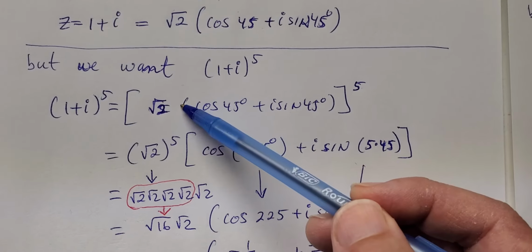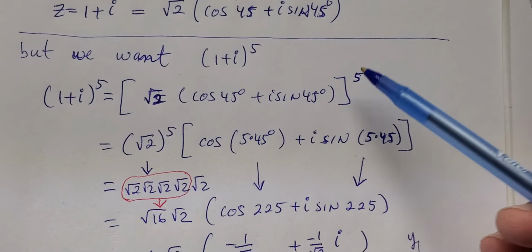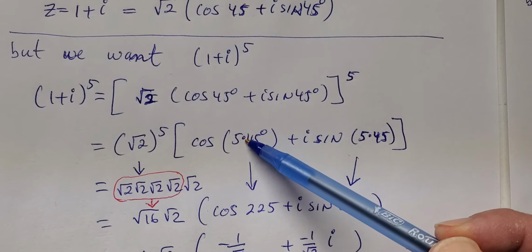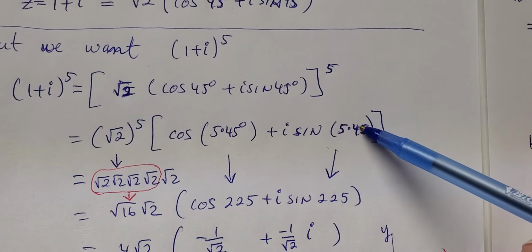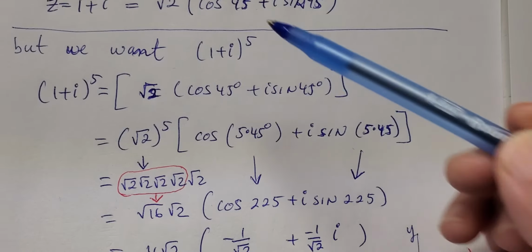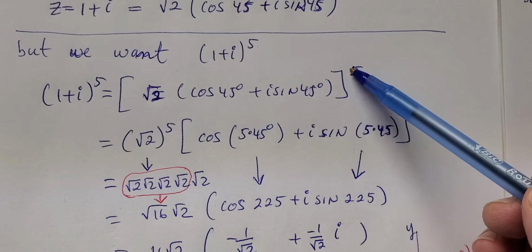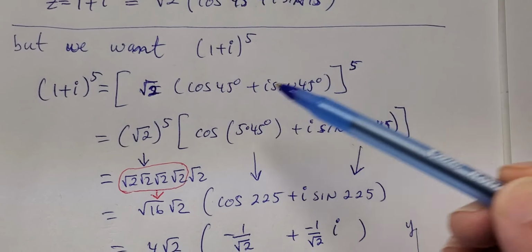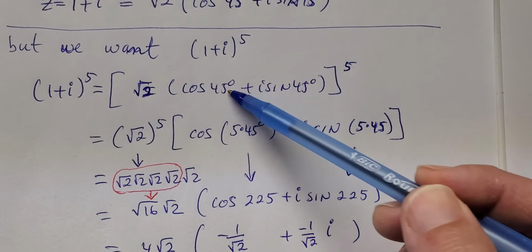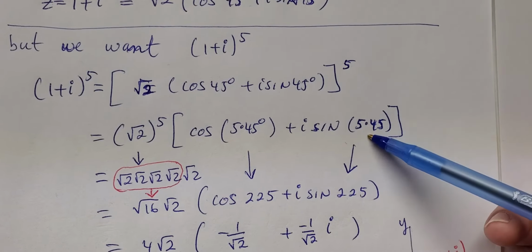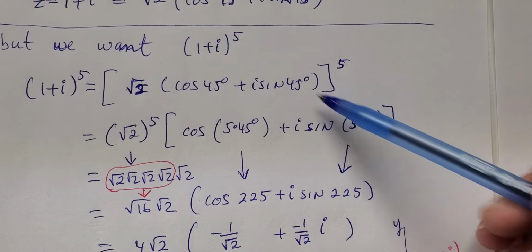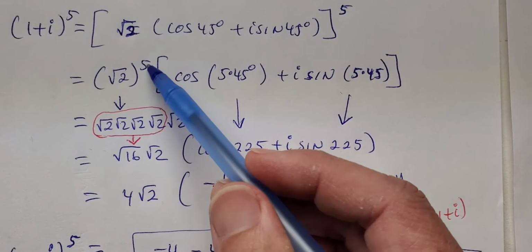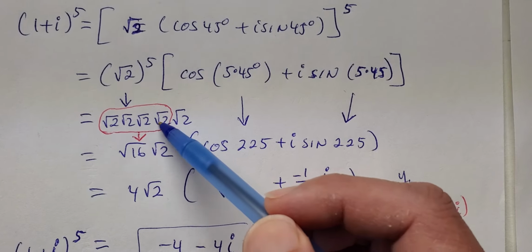So the fifth power applies to the square root of 2. For the cos and sine, instead of raising the angle to the fifth power, you take this 5 and multiply it by the degrees. Same thing with the sine: multiply by the degrees. To do the fifth power of the square root of 2, write it out: there are 5 of them, because this is 5. 1, 2, 3, 4, 5.